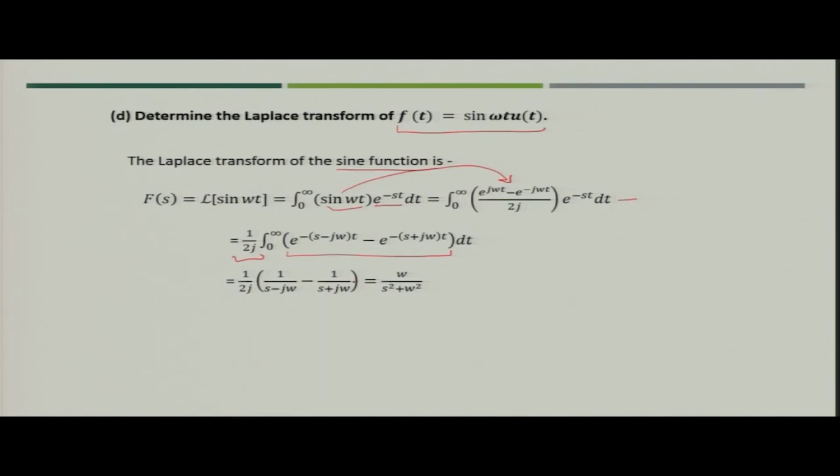Now, if you simplify this expression, the final value which you will get is omega upon s square plus omega square. So, for the function sin omega t, the Laplace transform would be omega upon s square plus omega square. Similarly, if you put cos omega t instead of sin omega t, you will get the expression as s upon s square plus omega square. This you can verify offline by solving the integration and putting in the value of cos omega t; the expression will change in that case and you will solve.